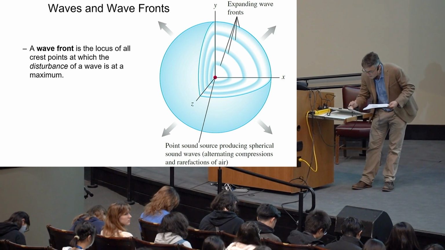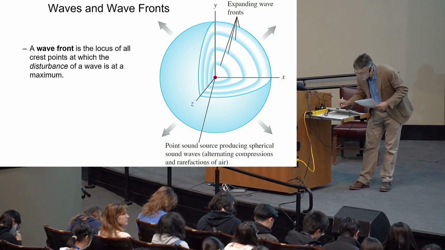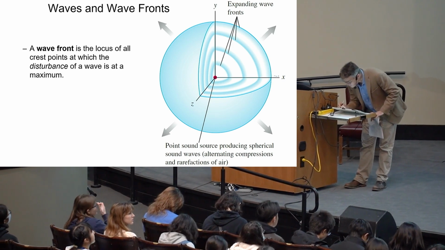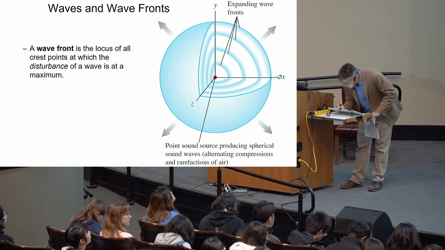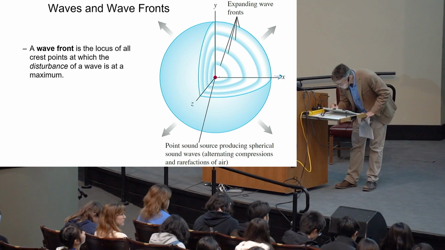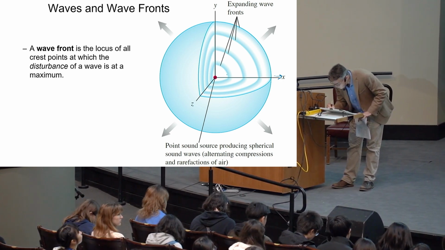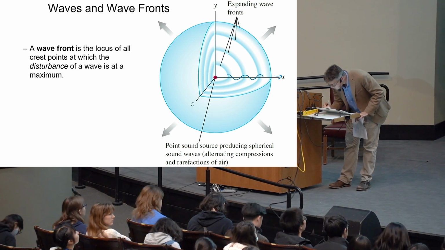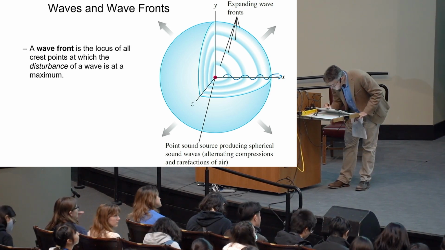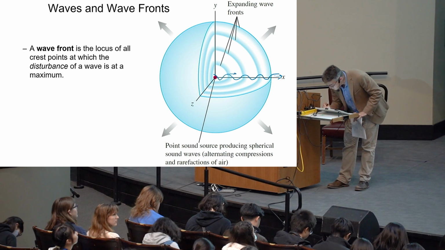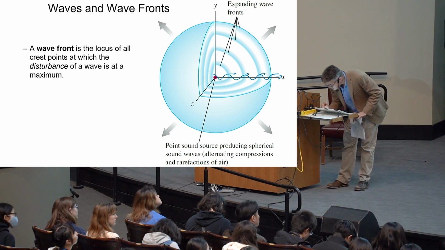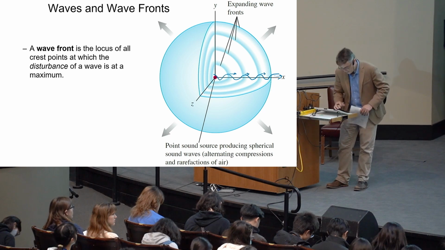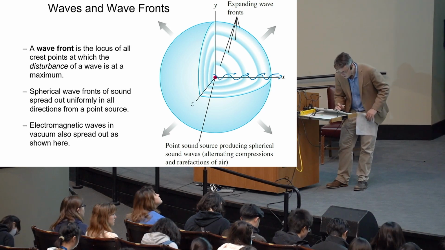Once again, a wavefront is the locus of all the crests at which the disturbance is maximum. If you think of this as a sine wave going along the x-axis, it would look kind of like this. There'd be a crest, a trough, a crest, a trough, a crest, a trough, a crest. And these would be moving outwards. So what you're looking at is the locus of all the crests.